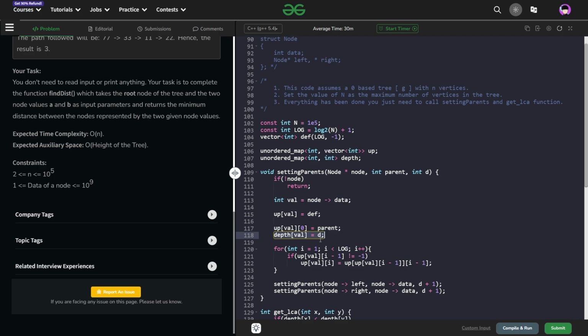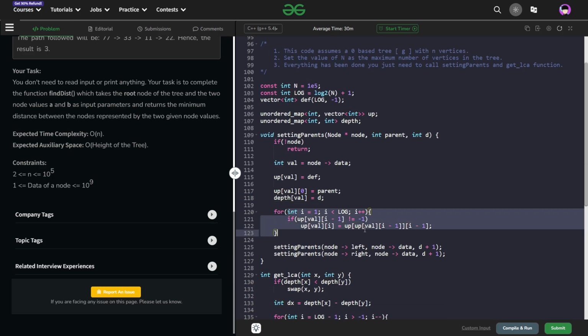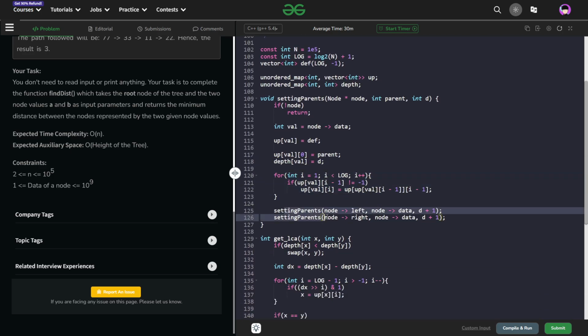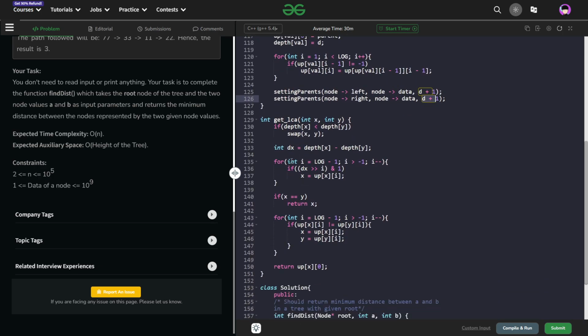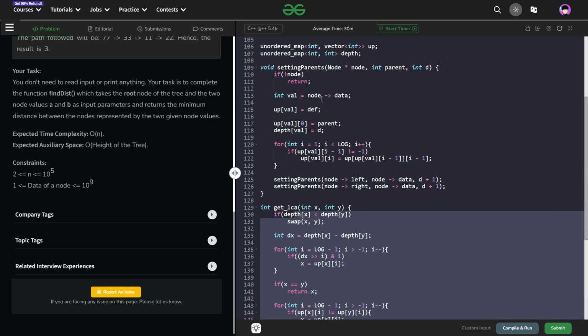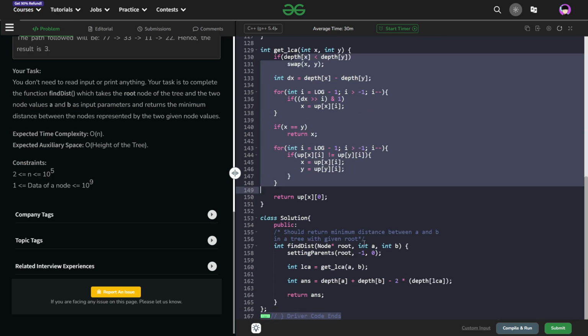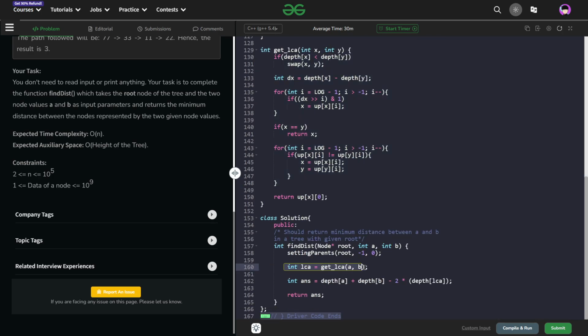Now I set the depth of value as d. Again the same part, this is very simple. Now setting parents to node left and node right and passing the node data so that this becomes a new parent and d plus 1. Now here everything is same, both x and y are everything same. Thus a setting of function is a little bit different. Once you set up these functions, you can get the LCA by get LCA of A and B, and your answer is going to be depth of A plus depth of B minus twice of depth of LCA, and then you can just return your final answer.